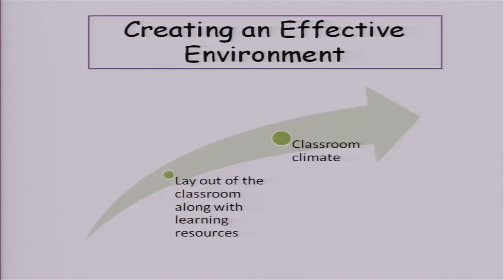Next, we can see creating an effective environment. Here there are two components: classroom climate, and layout of the classroom along with the learning resources. So first let me discuss the classroom climate. What should be the climate of the classroom? When we think about the climate of the classroom, we can say that it should be conducive to the varying needs of learners. So a favorable classroom climate is very much needed.